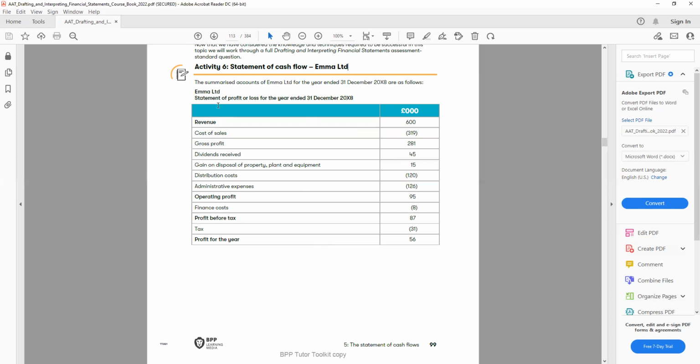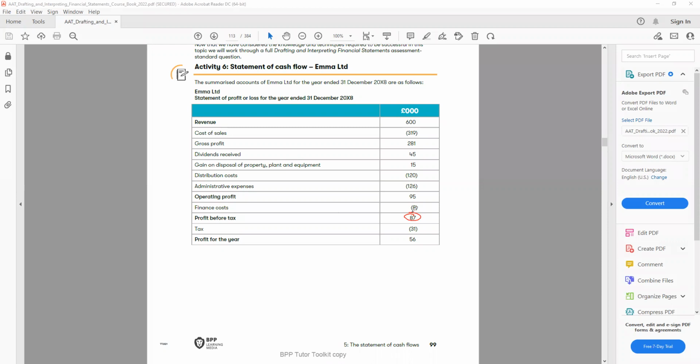It says EMA Limited statement of profit and loss for the year ended 31st December 2018. This is the statement of profit and loss account. We have to look at a few pieces of information here. So the first thing we'll look at is the profit before tax. With the indirect method, we'll start with profit before tax. So we need to remember that profit before tax will be our first starting point.